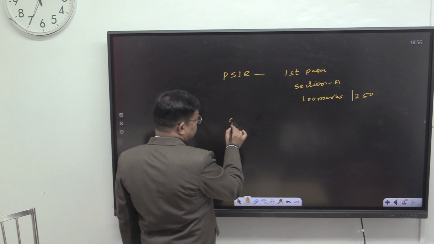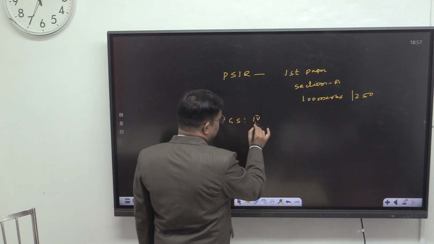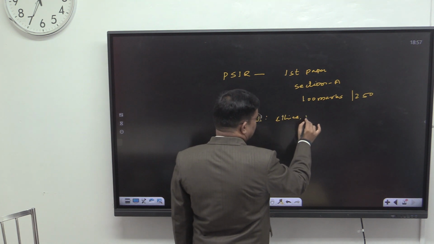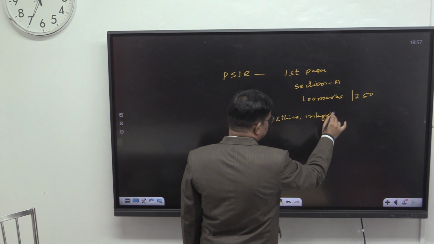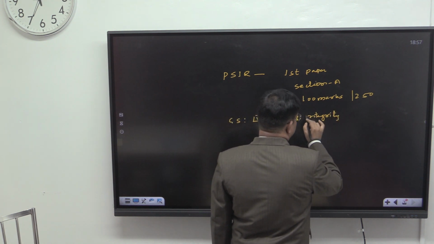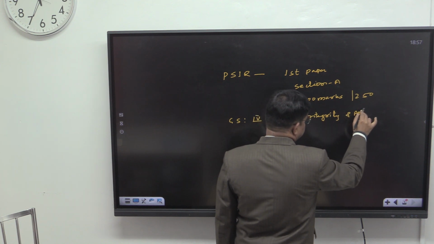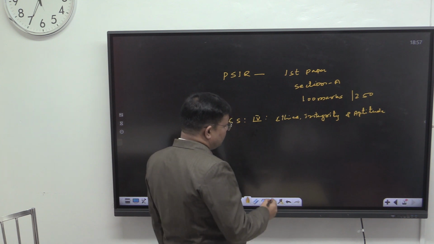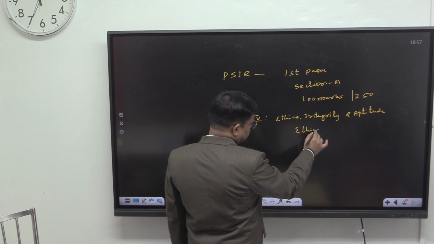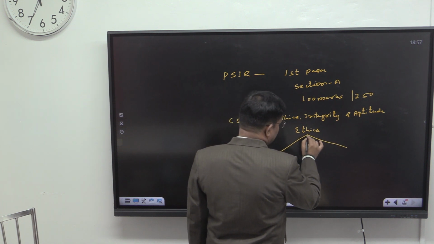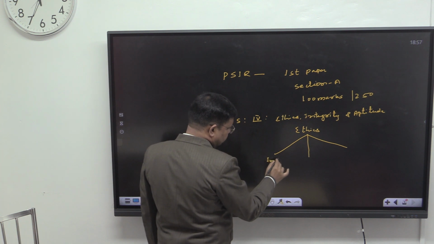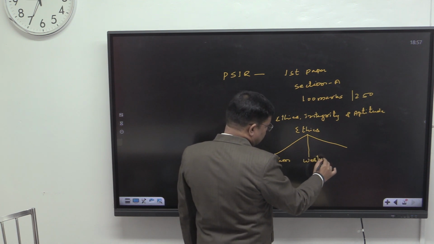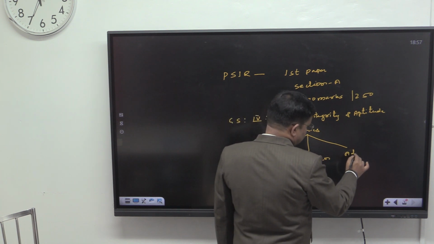Then GS fourth paper: ethics, integrity, and aptitude. Broadly, we divide ethics into three parts. One is Indian ethics, another is Western ethics, and the third is administrative ethics.